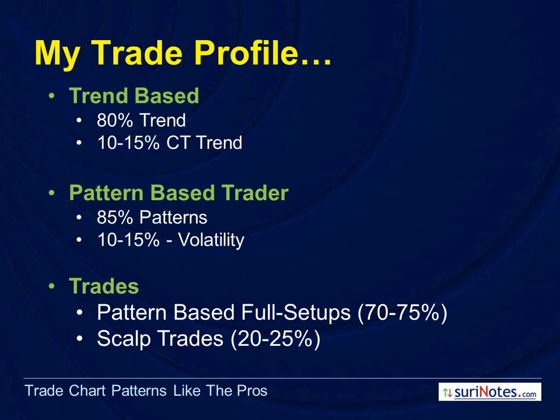So now I'm pretty much 80% trend trade. Still, I have this bad habit of trading these counter trend trades once in a while, and I'm completely trying to avoid it, but that's 10 to 15%. I'm also completely a pattern trader, about 85% of the time. The other 10-15% of the time, sometimes I get into these silly volatility trades, and they really don't work out very well.